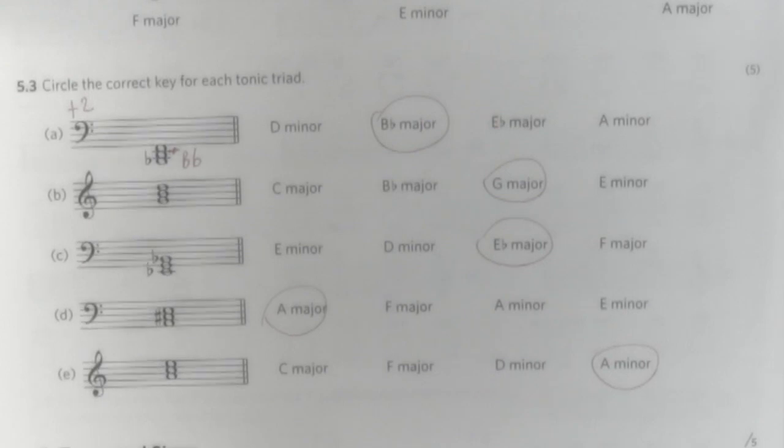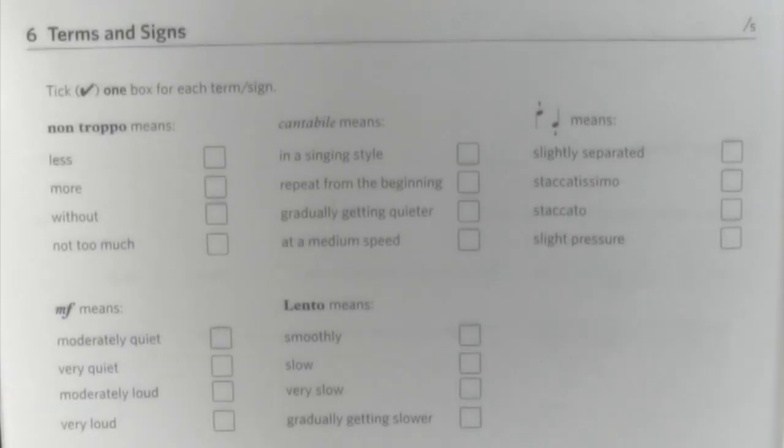Let's go on to section 6. In this question, we need to tick the box that shows the correct translation or meaning for the signs. How to remember them? You can memorize them. You can learn Italian. Or every time you find them on a piece, you remember what you do, how you play it. And this is the best way, because it's the most musical way to understand the meaning of the Italian terms.